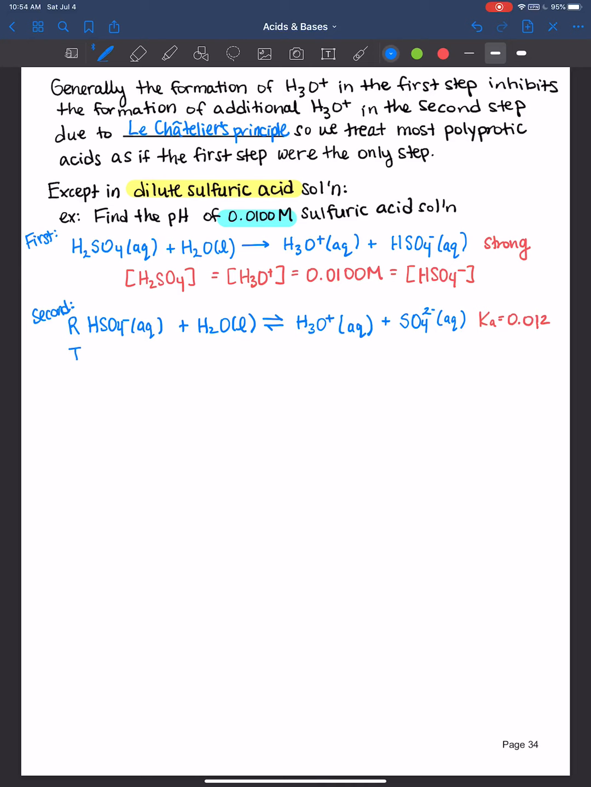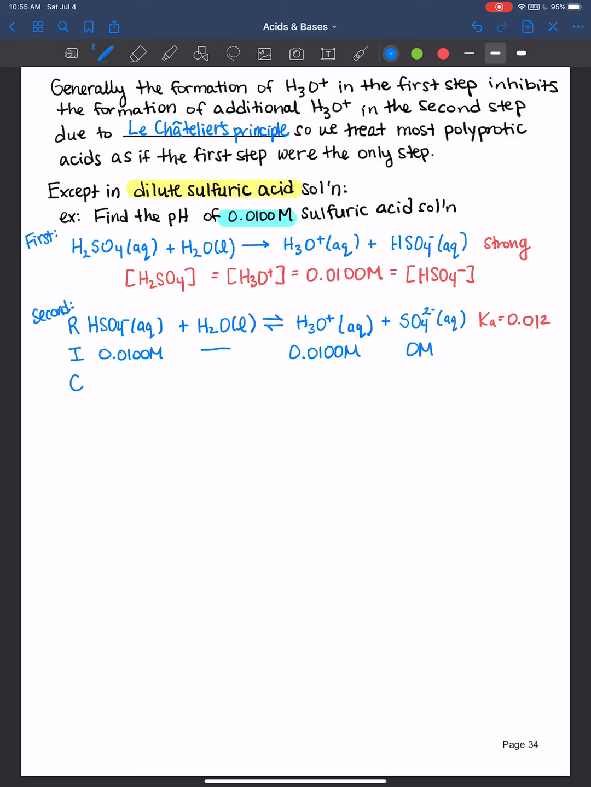All right, let's start filling in that RICE table. Remember, we have to fill in what's happening initially. Initially, we have 0.0100 molar of the hydrogen sulfate, and we see that from the first step here. When sulfuric acid completely dissociates, it gives us 0.0100 molar of the hydrogen sulfate, and then also it gives us 0.0100 molar of the hydronium ion, and then nothing initially for the sulfate.